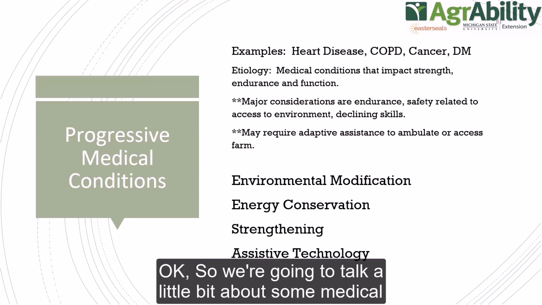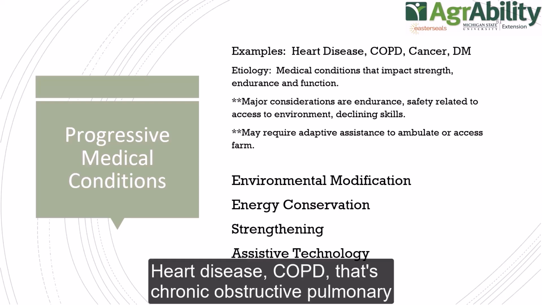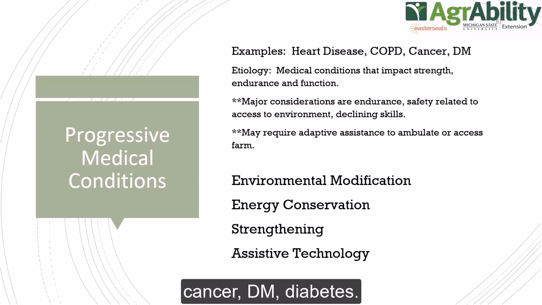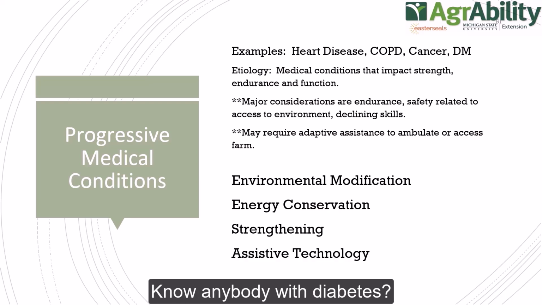Okay. So we're going to talk a little bit about some medical conditions that fall under progressing, getting worse. Heart disease, COPD, that's chronic obstructive pulmonary disorder. A lot of our grandmas said emphysema. We say COPD now. Cancer, DM, diabetes. Does anybody have diabetes? Know anybody with diabetes? It's so common now.